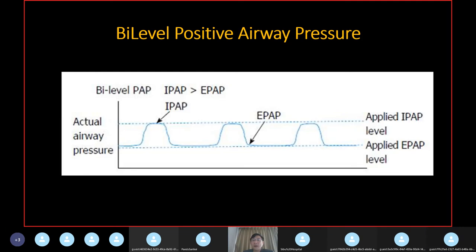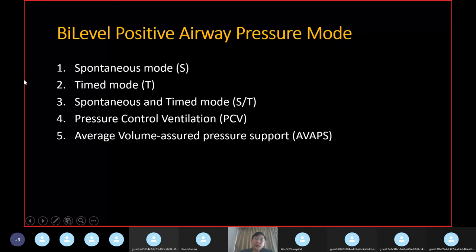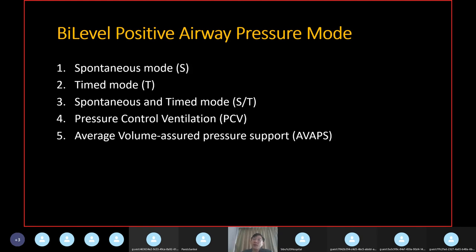If you look into the detail, the basic is that they provide two different pressures, and different companies give different names. But the principles of ventilation are more or less the same, using these five important different modes. Bi-level means two-level pressure, but this two-level pressure can be controlled differently, by different mechanisms. So these five different mechanisms can be present in the bi-level type of ventilation.